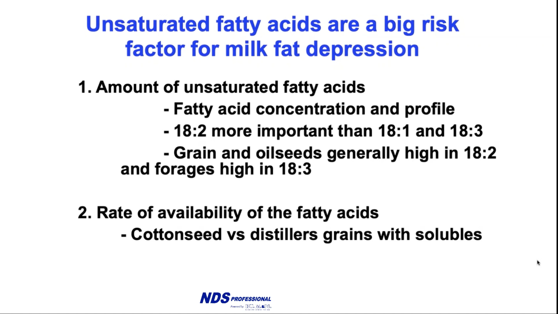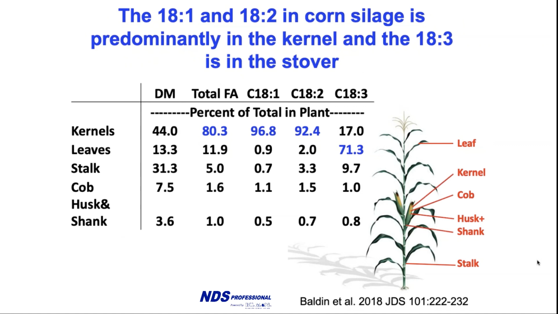It's not leaving the rumen and being absorbed in the duodenum, but it is such a slow release in the rumen that it's not overwhelming the rumen microbes. We did a project looking at fatty acid profile in corn silage because we had observed over time that high corn silage diets were higher risk for milk fat depression.